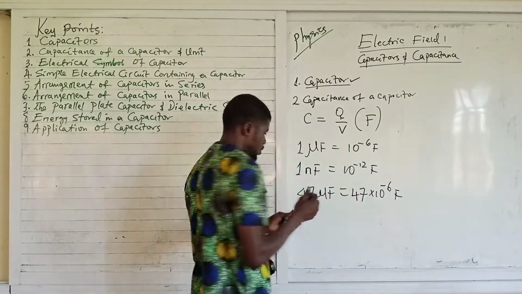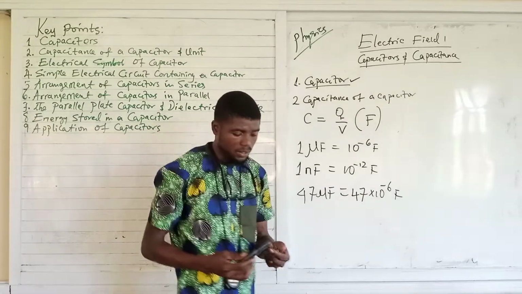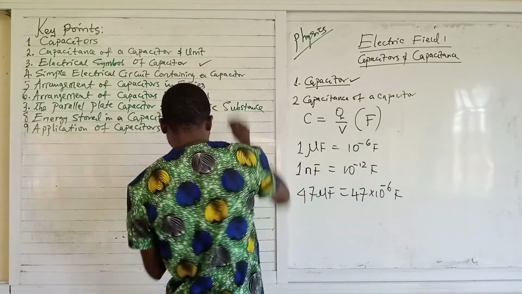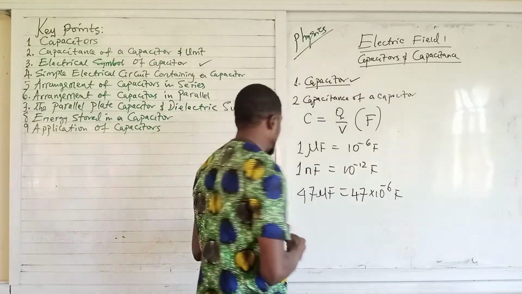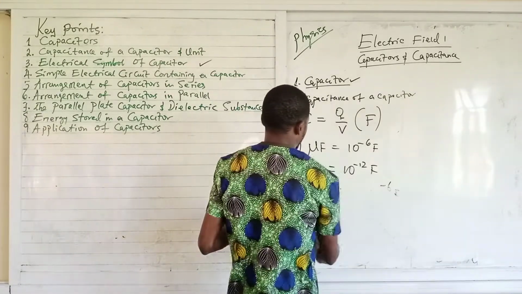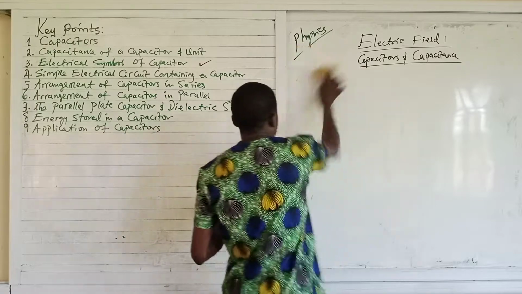You have to take note of what I'm doing because we are going to make use of all this during calculations. We want to quickly look at the symbol for the capacitor. The capacitor has an electrical symbol as follows. The symbol for the capacitor.